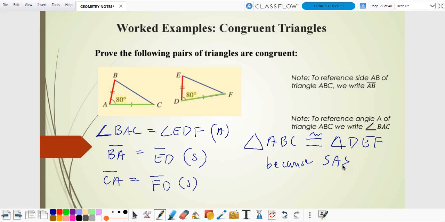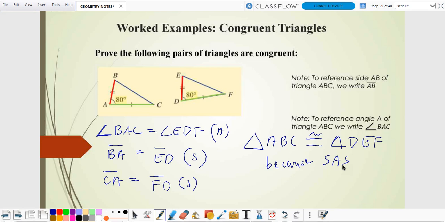Could you write it another way? You know you've done A, B, C, D, E, F. Yep, you definitely can. You can call it triangle CBA is congruent with the triangle FED. But again, make sure you name it the same way. Don't go CBA and then EFD.